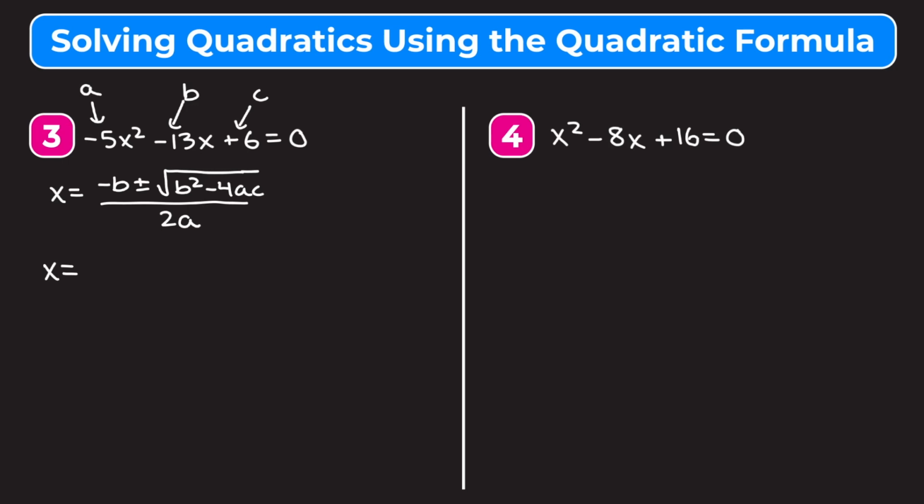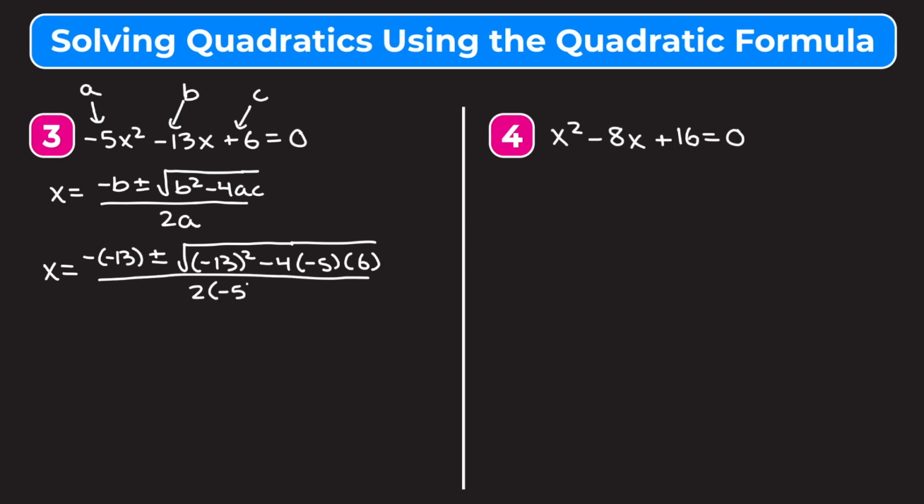So x is equal to negative 13 plus or minus the square root of negative 13 squared minus 4 times our a value of negative 5 times our c value of 6, all over 2 times our a value of negative 5. Now we're going to start simplifying.